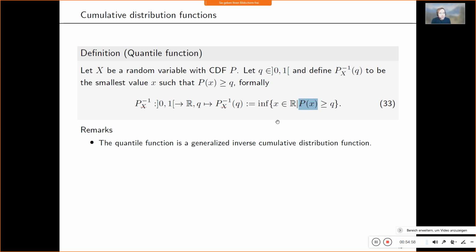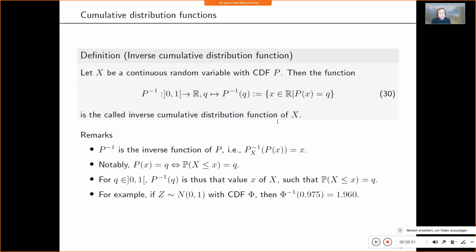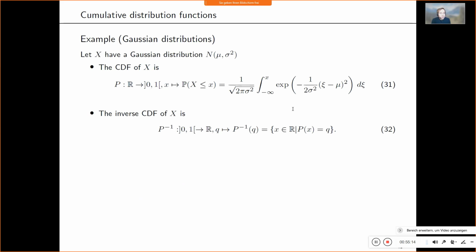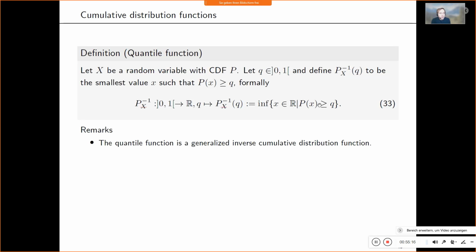And the difference here, so if you go back to this definition, is here we can talk about p x equals q because we have an inverse function and we don't need to do this minimization over x, where in this generalization for the quantile function we look only at the p x being larger or equal to q, and we need to do this minimization with respect to x. So we have a generalized inverse CDF here if you want. The good thing is that they exist for continuous and discrete distributions. If we have a continuous distribution, it just corresponds to the ICDF, so the inverse CDF.